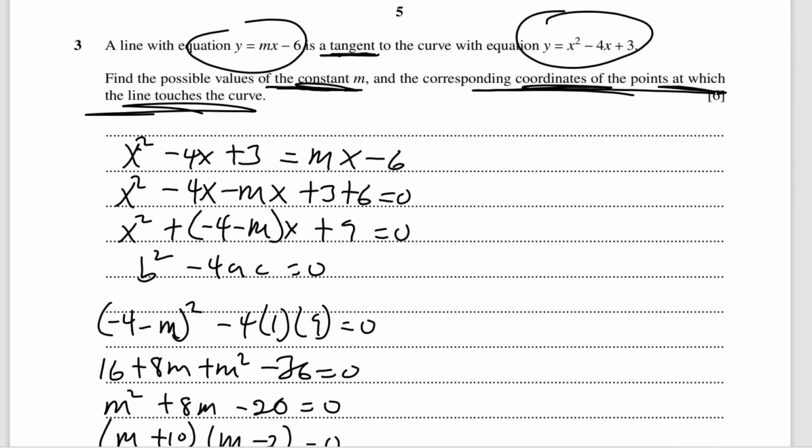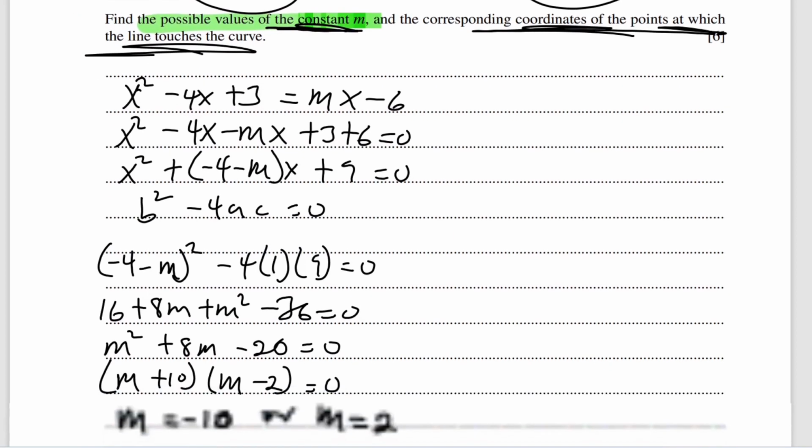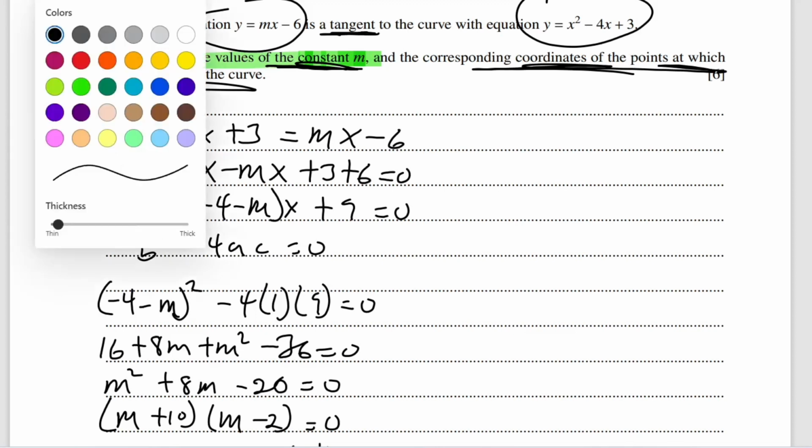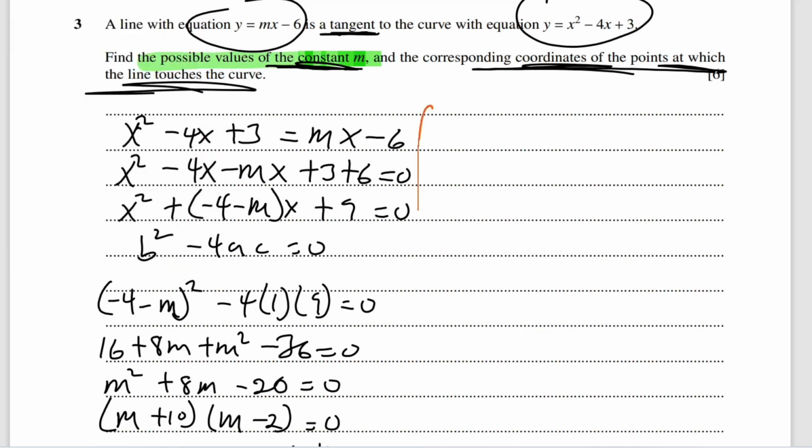Right, one of the instructions was to find the possible values of m, and that's exactly what we've done. We found the possible values of m. So now we move on to the other side of the question that said that we should look for the corresponding coordinate for which the line touches the curve.